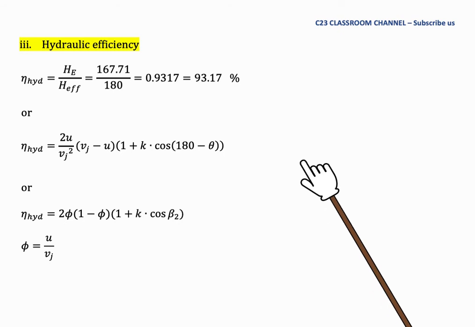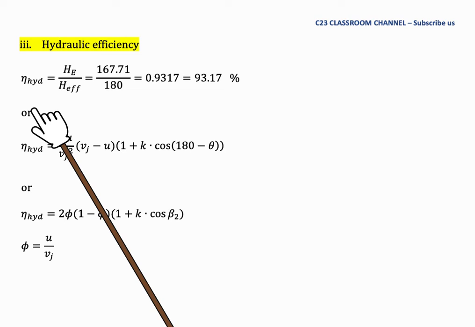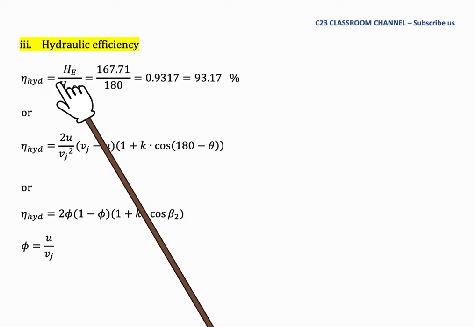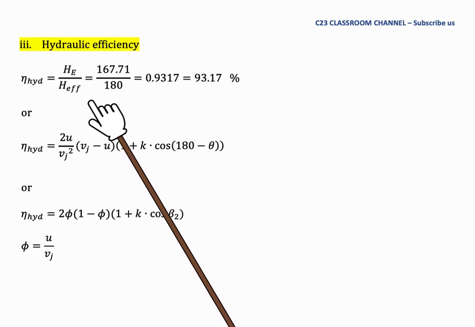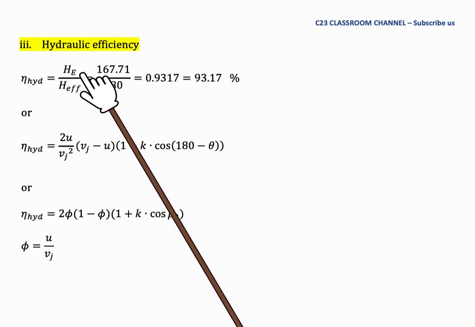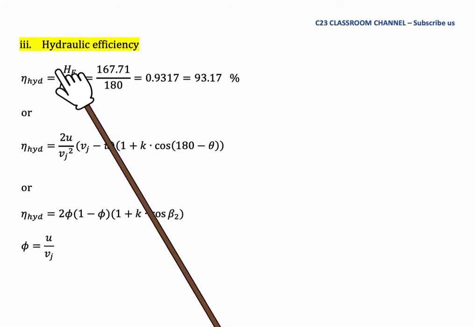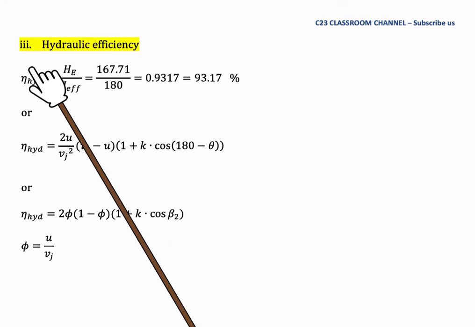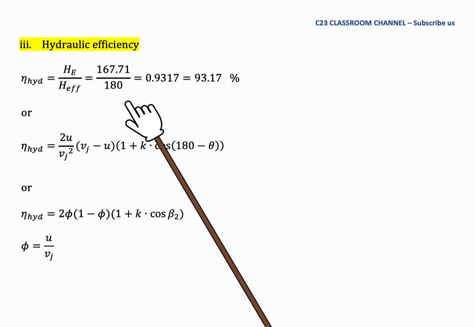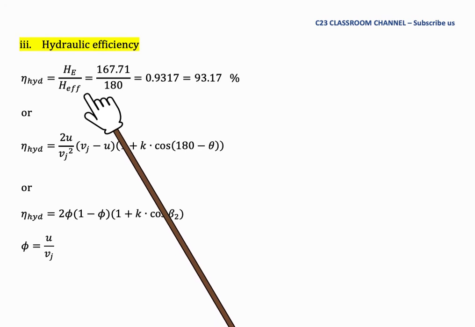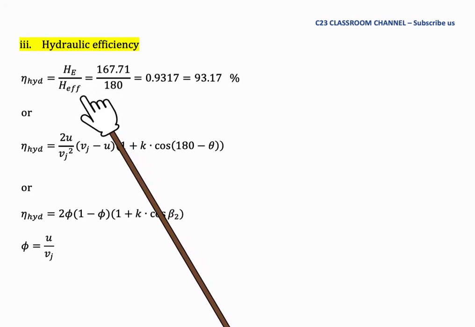Next, we are calculating the hydraulic efficiency. The basic equation of hydraulic efficiency is power at outlet divided by power at inlet. To calculate the hydraulic efficiency, we use the Euler head at the outlet and effective head at the inlet, and then we could cancel out the value of rho g Q. So it is okay for us to calculate the hydraulic efficiency by dividing Euler head over effective head.